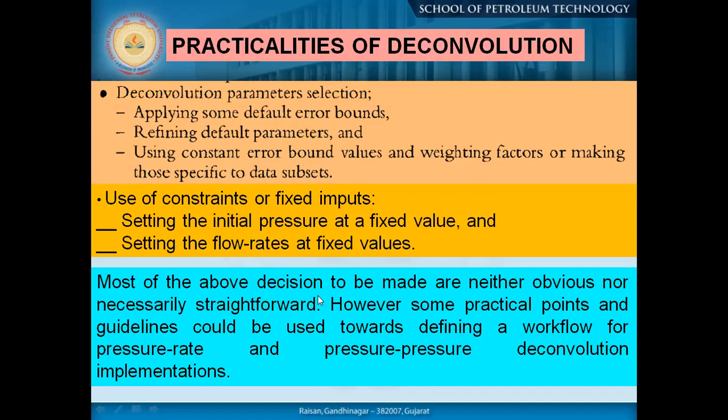Most of the above decisions to be made are neither obvious nor necessarily straightforward. So when we are trying to do some deconvolution analysis, if there is some copybook write-up or information available, you use that specifically or follow that guideline, and you will go for a specific deconvolution.